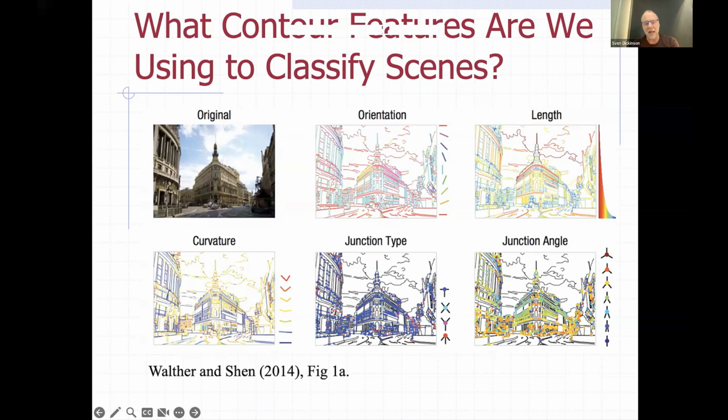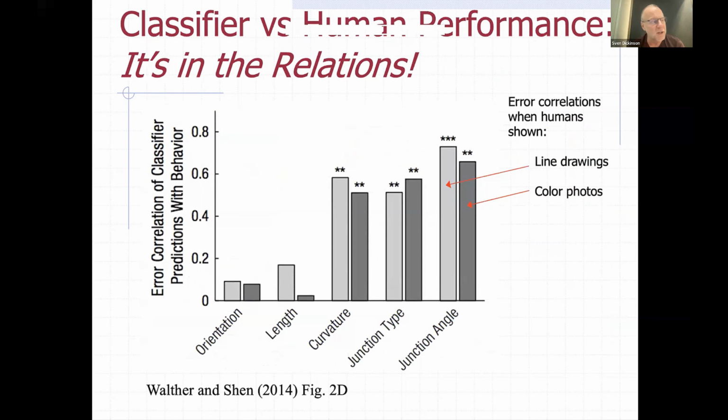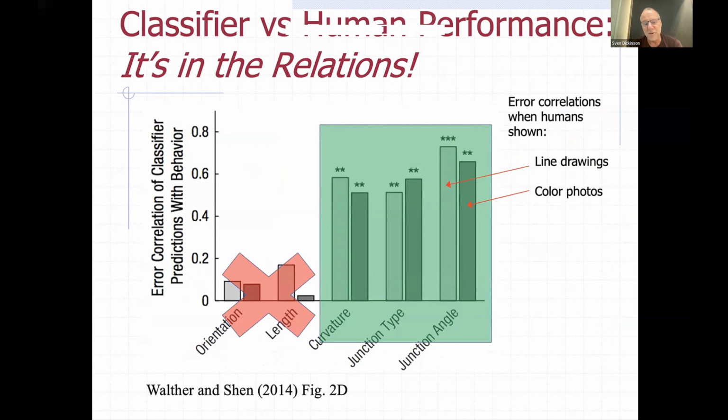And then he trained classifiers that would try to take these features and predict the category, right? So he trained a set of SVM classifiers to take these unary and relational features and see if he could predict the category. And what he found, quite interestingly, if you correlate the errors that humans make with the errors that these classifiers made, is that there was very little correlation in the errors between humans and classifiers trained on unary features, such as orientation and length, whereas for the relational features, including curvature, junction type, and junction angle, he found a much higher correlation in the mistakes that humans made compared to the mistakes that the classifiers made, suggesting that the power of these kinds of contour formulations lies in the relations.